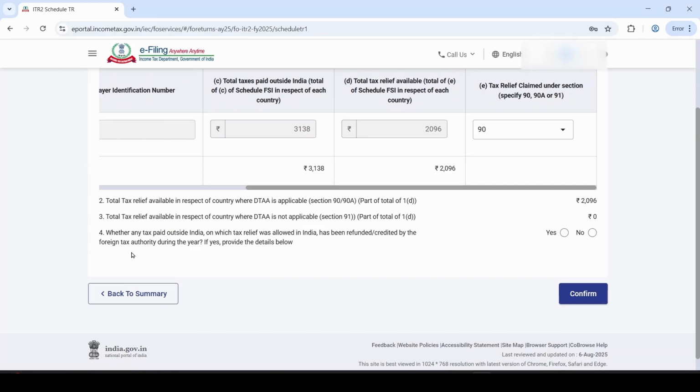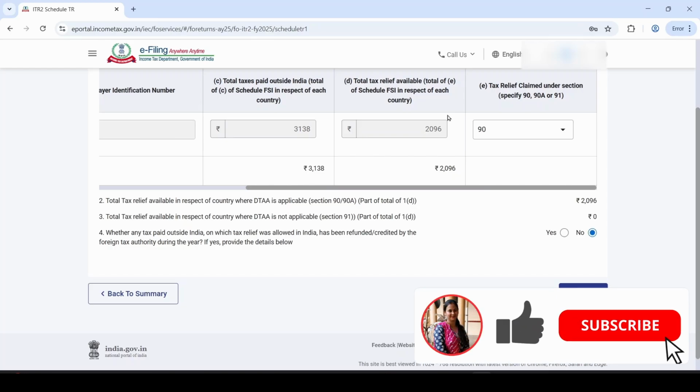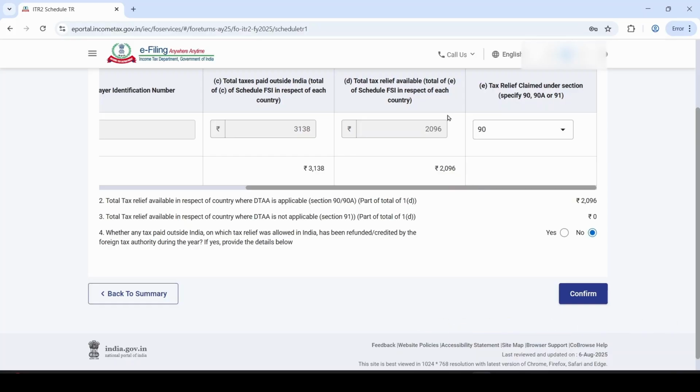And you will have to answer this question. Any tax paid outside India on which tax relief was allowed in India has been refunded or credited by foreign tax authority during the year. If you have received any refund from foreign tax authority, you can click on yes and add detail. In my case, it is no. So I am selecting no. And for taking this relief, we need to file Form 67 before filing the ITR. And as we haven't paid tax on foreign capital gain in US, so only dividend entry need to fill in Form 67. Click on confirm.